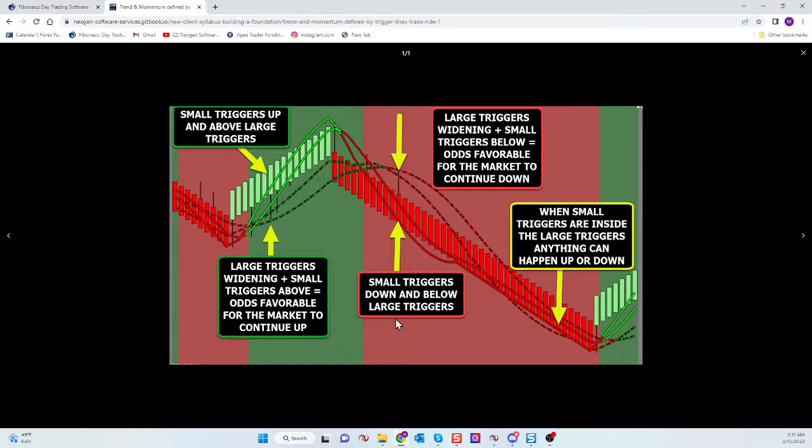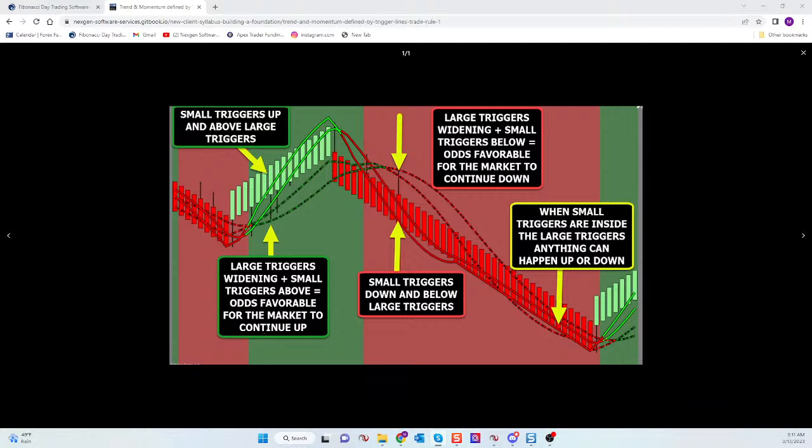Our trigger reading is determining that we have strong triggers. When my background is green on my 13.2, I'm in an uptrend. And when I'm in an uptrend, those strong triggers mean that the small triggers have broken above the large triggers. The large triggers are widening. They're angled in the direction of the trend. And guys, it's that space created between small and large that lets me know that the odds are favorable for the market to continue up.